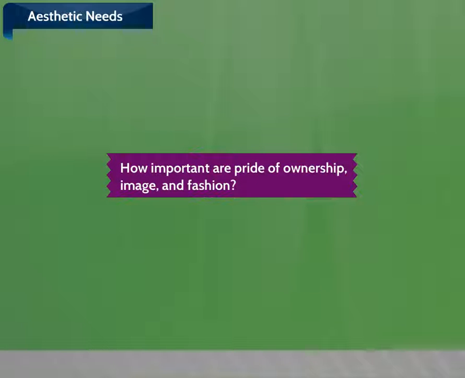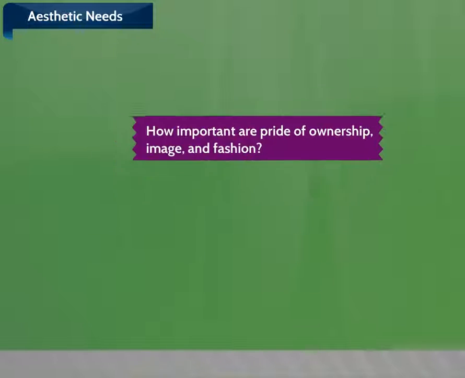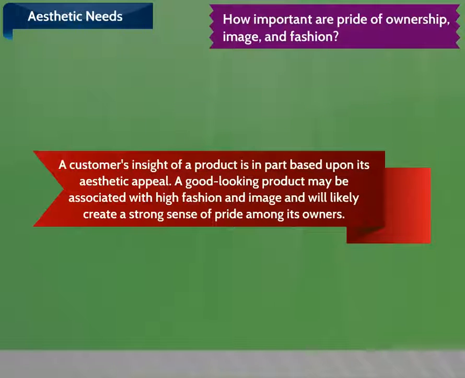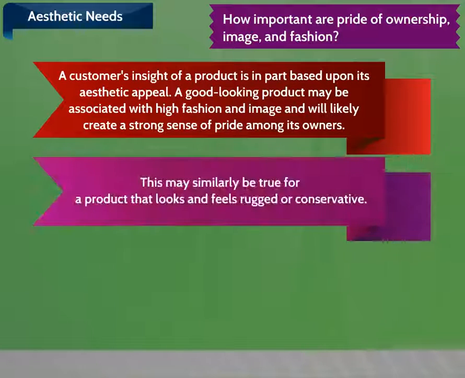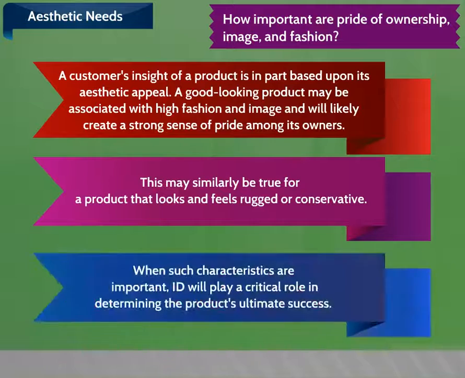How important are pride of ownership, image, and fashion? A customer's perception of a product is in part based upon its aesthetic appeal. A good-looking product may be associated with high fashion and image and will likely create a strong sense of pride among its owners. This may similarly be true for a product that looks and feels rugged or conservative. When such characteristics are important, ID will play a critical role in determining the product's ultimate success.